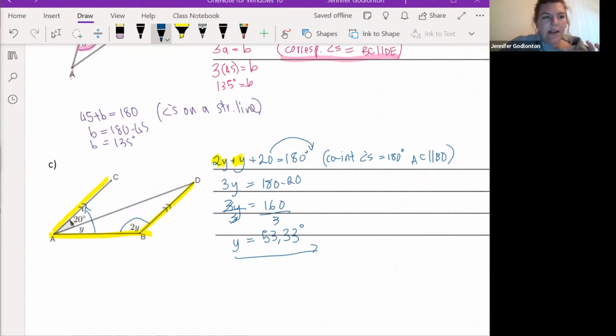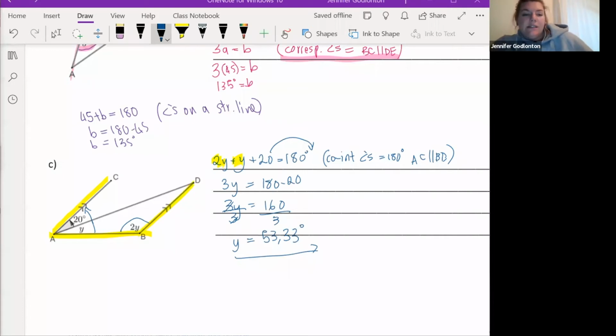Yes, Dilshad, how can I help? So I didn't go through all the steps exactly like ma'am did. Tell me what you did. 20 plus y plus 2y is equal to 180. And then I gave the reason. And then I said 180 minus 20 is equal to 160. And then 160 divided by 3 is equal to 53.3. And then y equals 53.3. Is that fine?